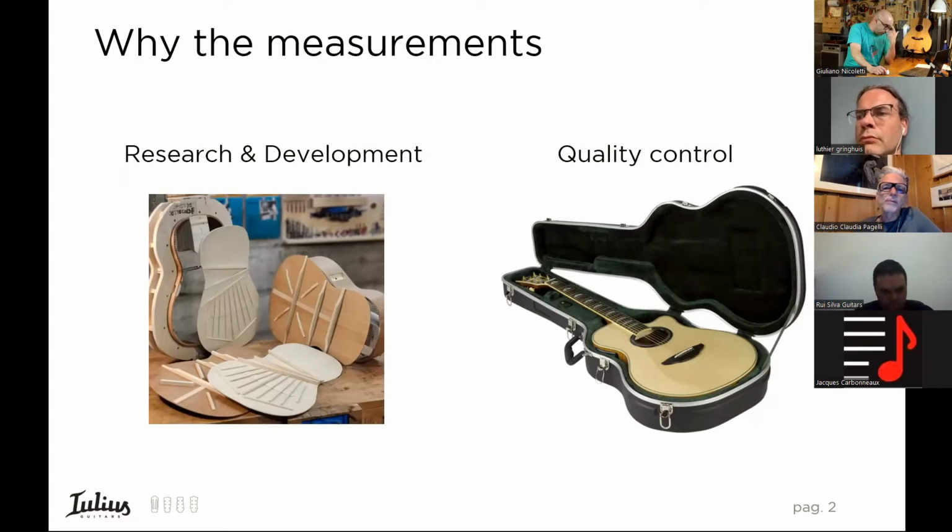If you don't want to change the way you build your instruments, you can begin to take measurements, to make pictures of what you do, and to use these measurements to ensure that every instrument that is going out of the workshop is going to perform correctly. So this is very important.